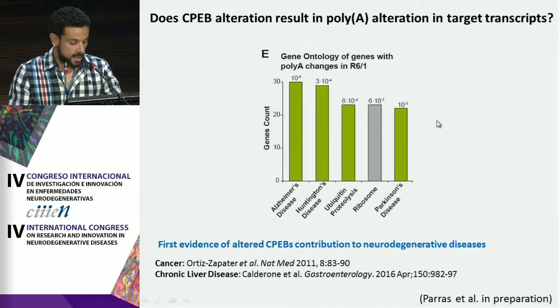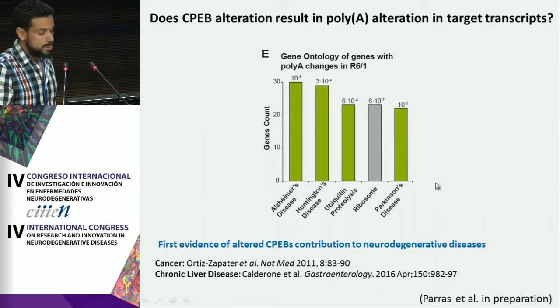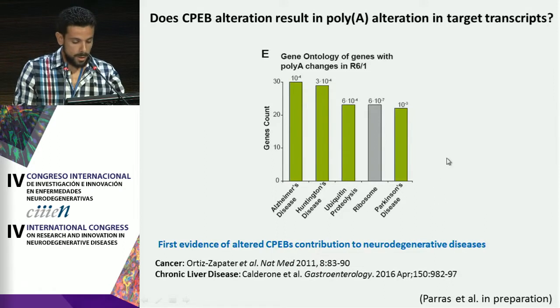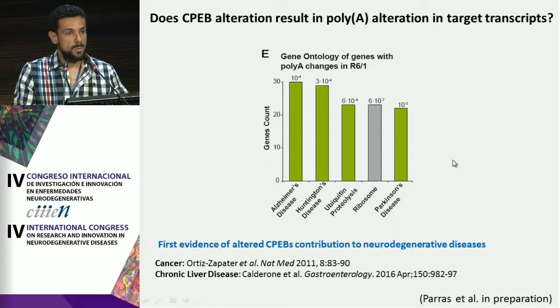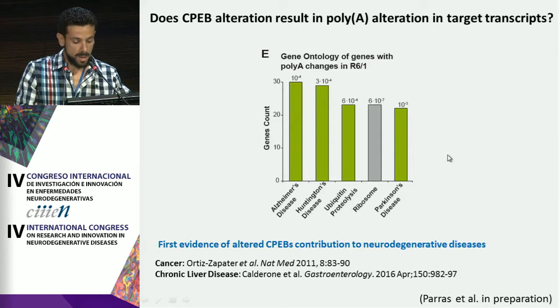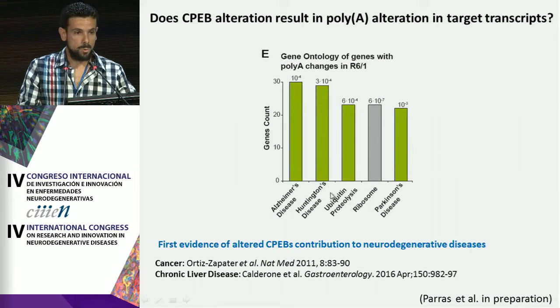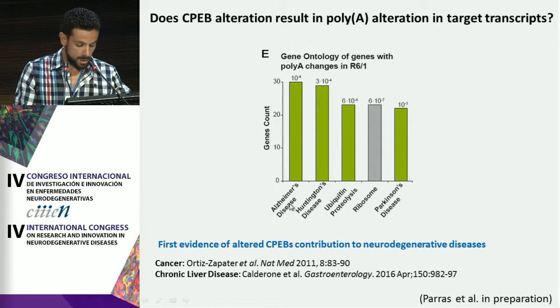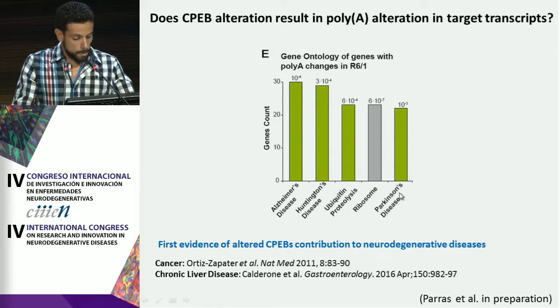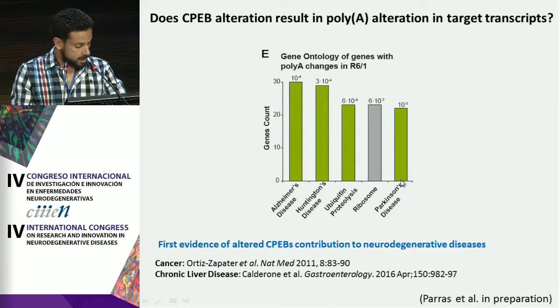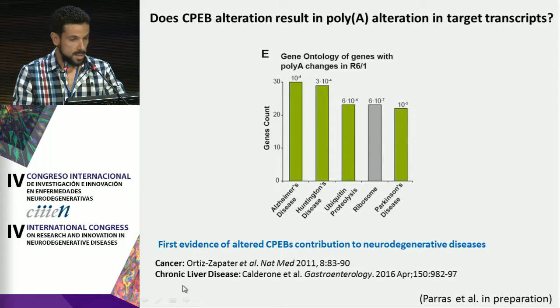And this slide is the main message of my talk, because when we performed a gene ontology analysis of these genes with poly-A changes in R6/1 mice, we found many genes implicated in Huntington's disease, but also in other neurodegenerative diseases like Alzheimer's and Parkinson's. There is evidence that CPBs are implicated in cancer and in chronic liver disease, but this is the first evidence that CPBs contribute to neurodegeneration.